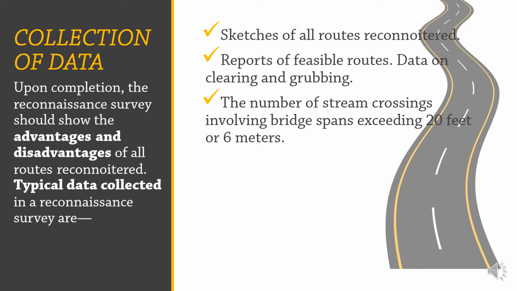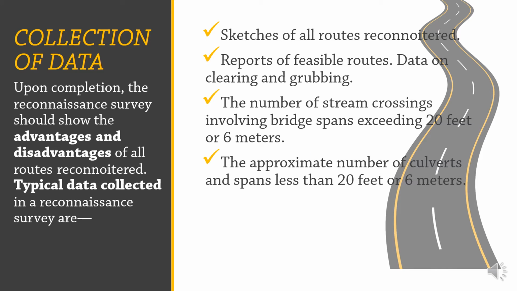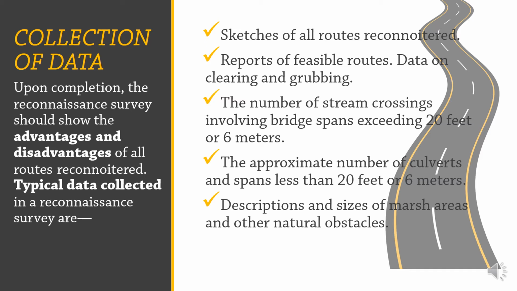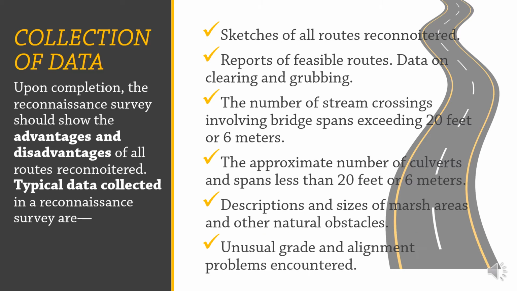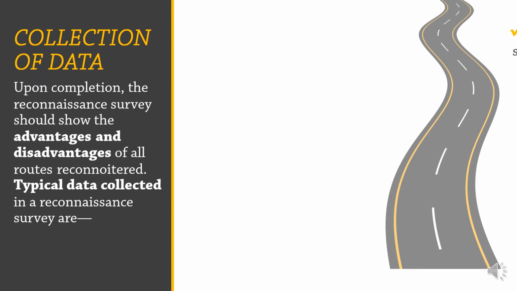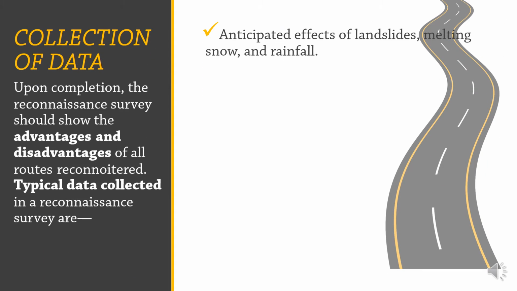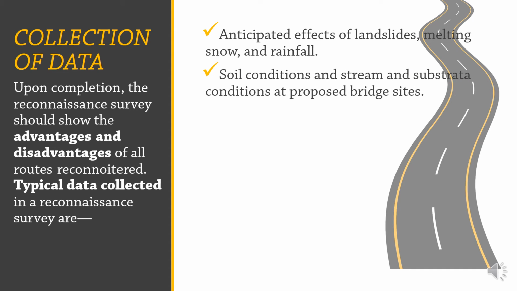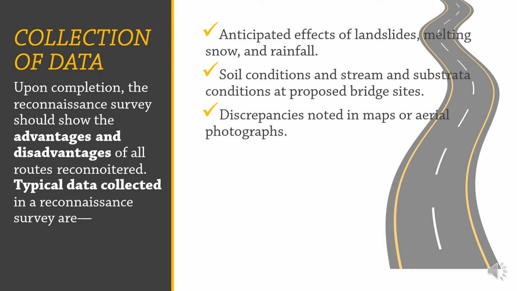So, meron din kasing mga daan na you'll have to cross streams. So, kailangan ng bridge, of course. So, the approximate number of culverts na ilalagay. Description of sizes and marshes areas, natural obstacles, unusual grade and alignment problems encountered. Then, anticipated effects of landslides, melting snow sa mga ibang lugar, and rainfall. So, soil conditions, of course, kailangan yon. Then, discrepancies noted in maps and aerial photographs.